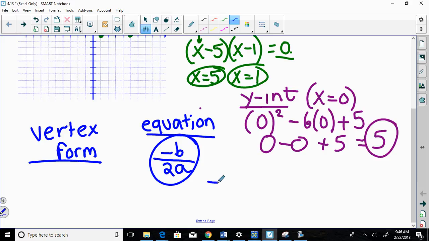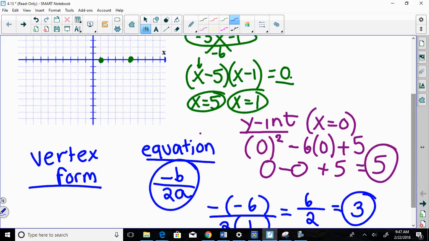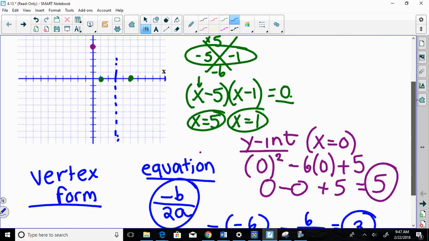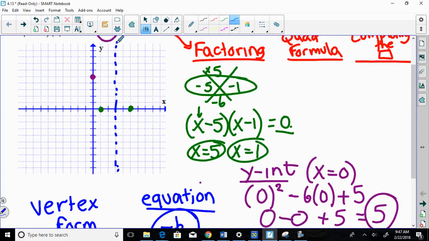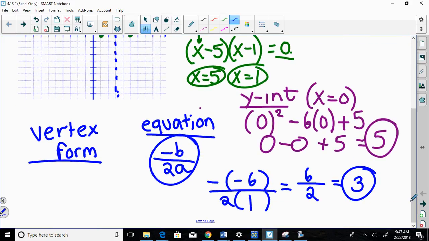So what is the b? -6 over 2, and what's your a? Cool. What is the opposite of -6? And 2 times 1? What is 6 divided by 2? And so that's your x-coordinate of your vertex, right? That's what we learned last class. So I would go up to where x equals 3, and I'm going to draw a dotted line. Why? Because it's your axis of symmetry, right? 3 is your x-coordinate, your vertex. We also know it's your axis of symmetry. So it's what's slicing the parabola in half.